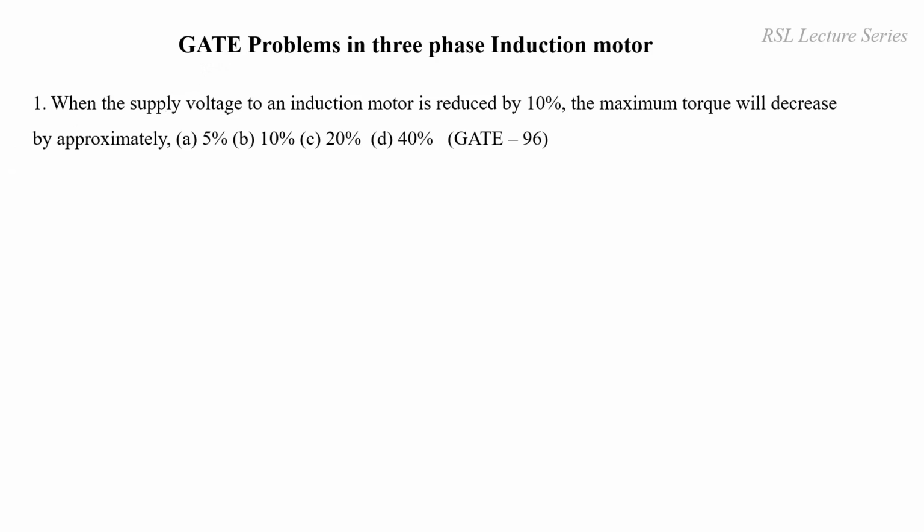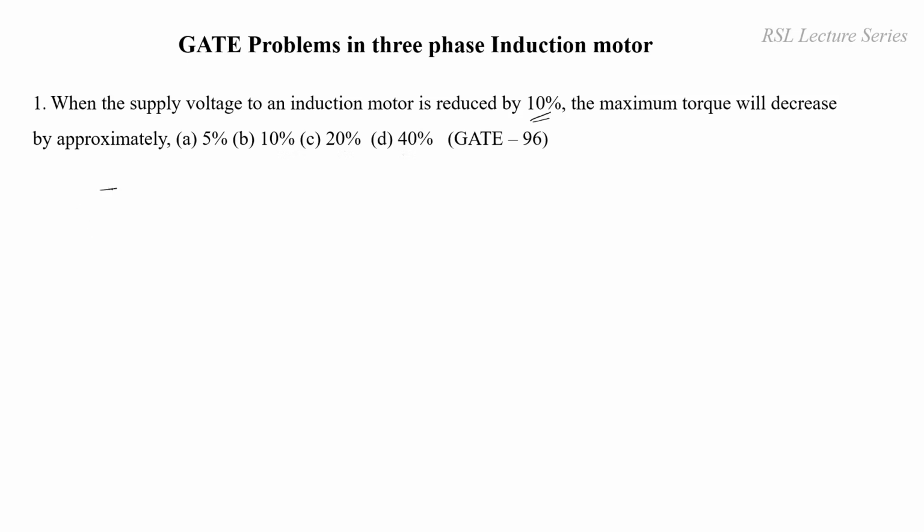First one: when the supply voltage to an induction motor is reduced by 10%, the maximum torque will decrease approximately. As the supply voltage is reduced, the torque will also get reduced. That is the maximum torque. So we have to find out by what percentage the maximum torque will decrease. The options given are 5%, 10%, 20%, and 40%.